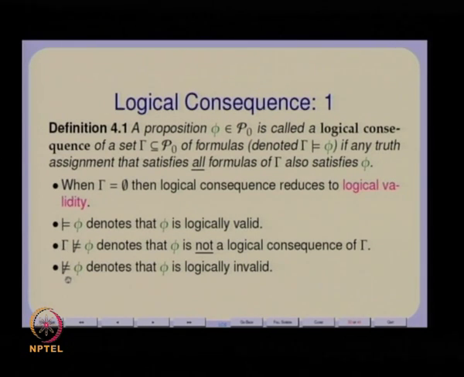Or when gamma is empty, of course, we are saying that something is not logically valid, or it is logically invalid, which essentially means that there is a truth assignment which will falsify this phi. So, if phi is falsifiable, then there is a truth assignment in which phi is false, and therefore phi is not logically valid, and it is not a tautology.